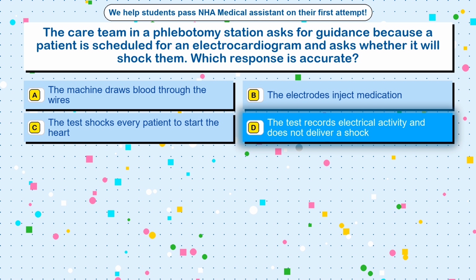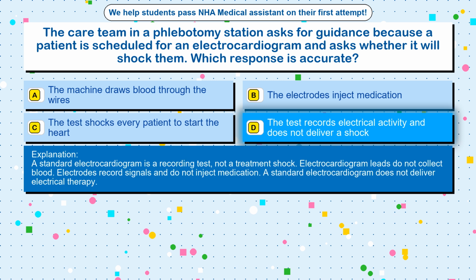The test records electrical activity and does not deliver a shock. A standard electrocardiogram is a recording test, not a treatment shock. Electrocardiogram leads do not collect blood. Electrodes record signals and do not inject medication. A standard electrocardiogram does not deliver electrical therapy.